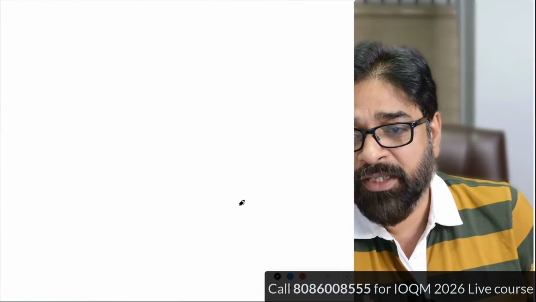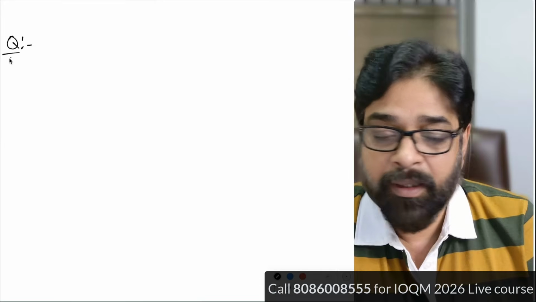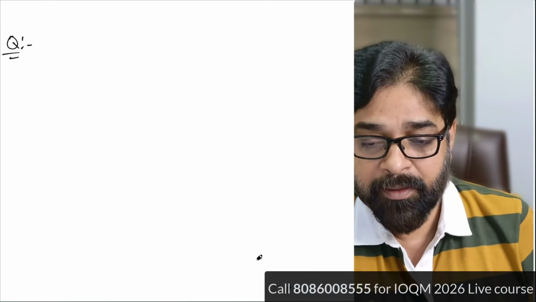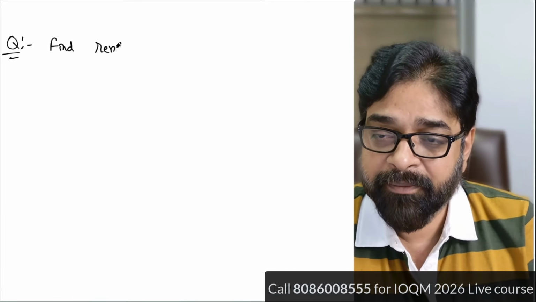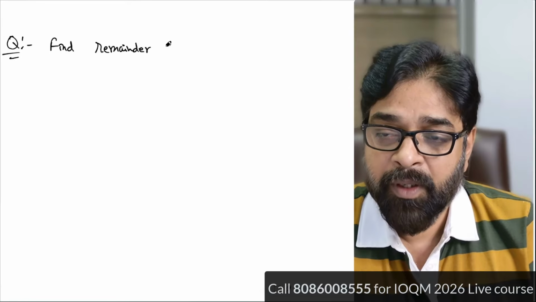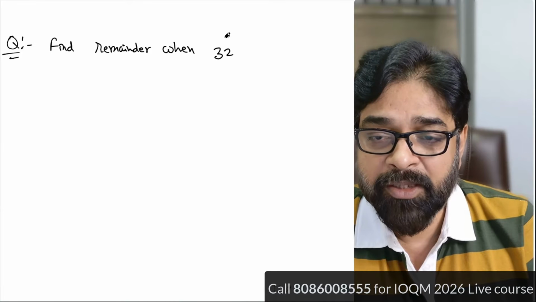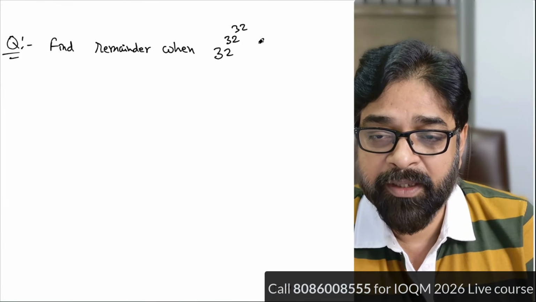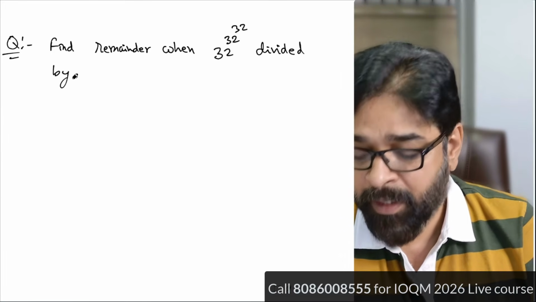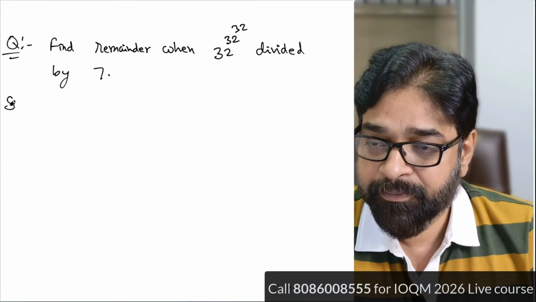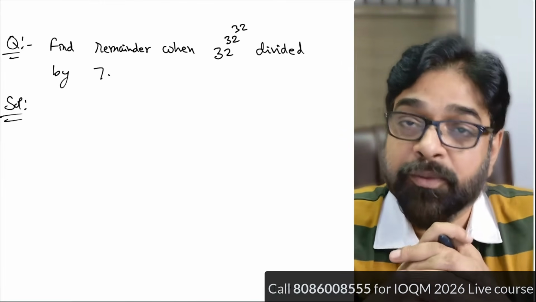Any kind of question, it doesn't matter. Suppose I say a question is coming with a little bit more change. Find the remainder when 32 raised to power 32 raised to power 32 is divided by 7. Correct? 32 power 32 power 32.